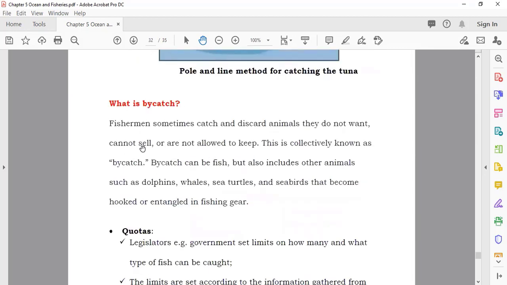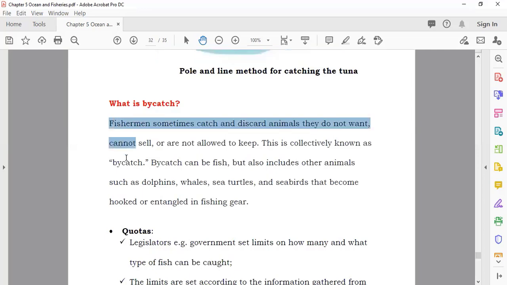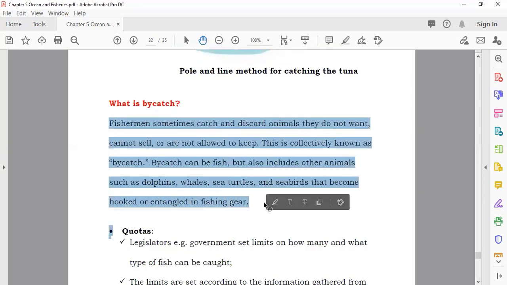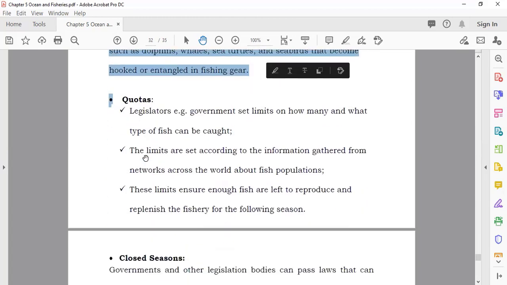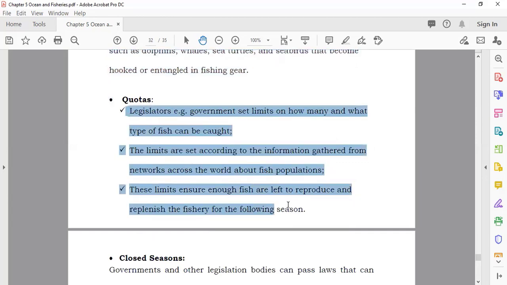After that, bycatch, I told you. When the fishermen throw the net in the sea and take it out, for example, they want to catch only jellyfish, but other fish also come with it. So they take the jellyfish and throw back all the other fish. That's known as bycatch. Quotas, I told you: you can set a fixed amount, or fixed days, seasons or months for different people to do fishing.